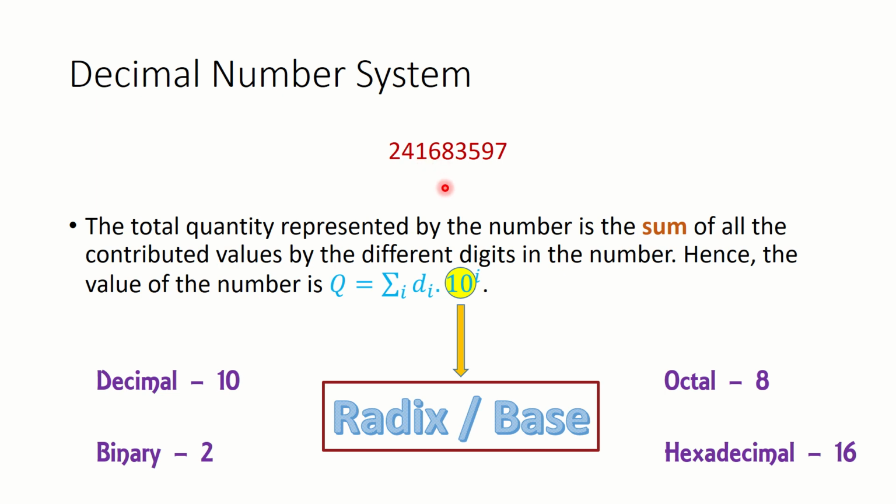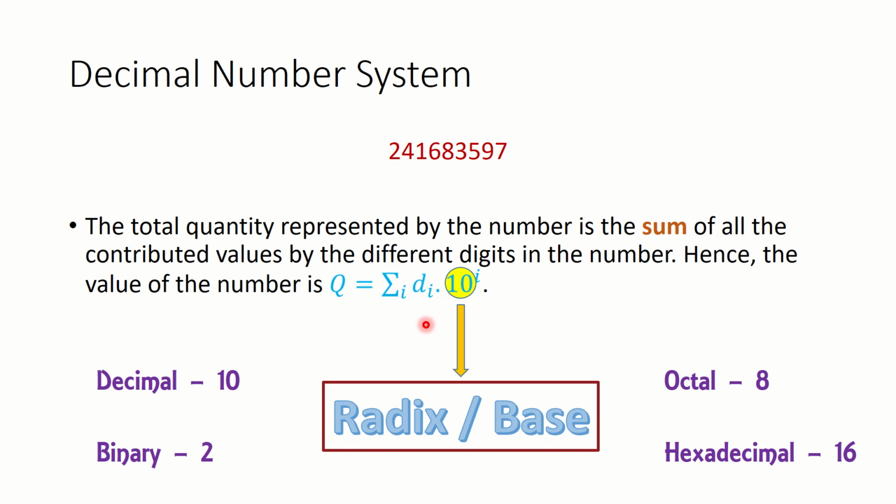So, in positional number systems, any number system will have a radix very specific to that number system. For the decimal number system, this radix is 10. For the binary number system, this radix is 2. For octal, this is 8. For hexadecimal, it is 16. Hexadecimal is also sometimes referred to as hex. So, for decimal it is 10, binary 2, octal 8, hexa 16. So, this is the radix.